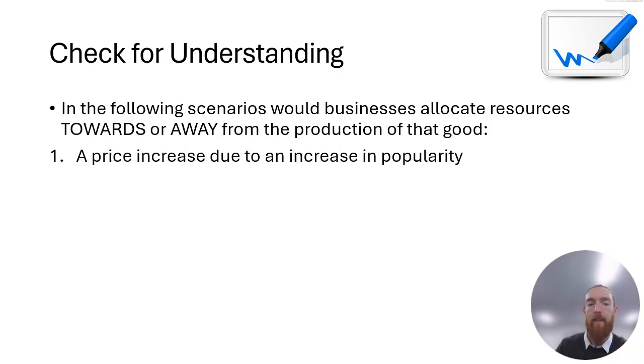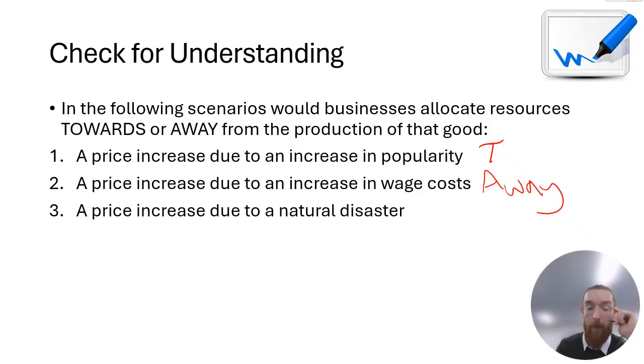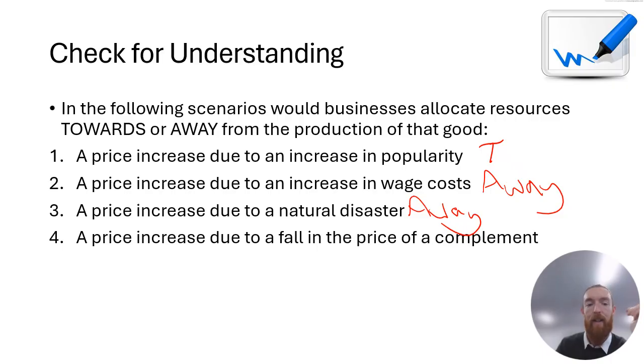If we look at some of these examples here, we've got to work out whether it's going to be towards or away from the production of that good. If there's a price increase due to an increase in productivity or popularity, that is demand-based and is going to be allocating towards it because it's now more profitable. If there's a price increase due to an increase in wage costs, that's supply side, that is adverse supply conditions, and is going to be shifting away from it because it's not more profitable. If there's a price increase due to a natural disaster, that's also an adverse supply side factor and resources will shift away. Finally, if there's an increase due to a fall in the price of a complement, that is demand-based and is going to be shifting towards that production because it's now relatively more profitable.